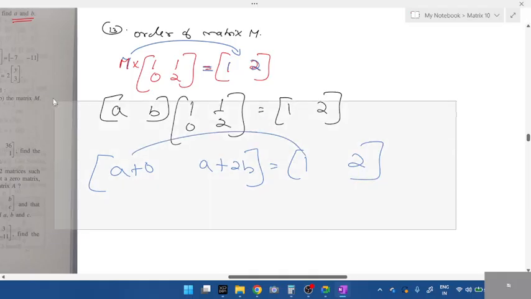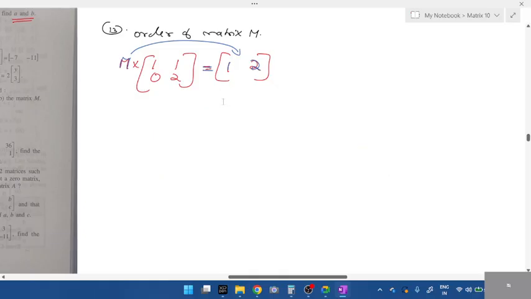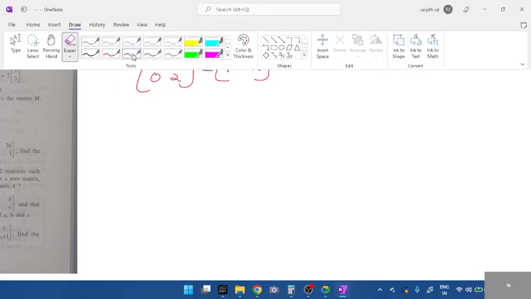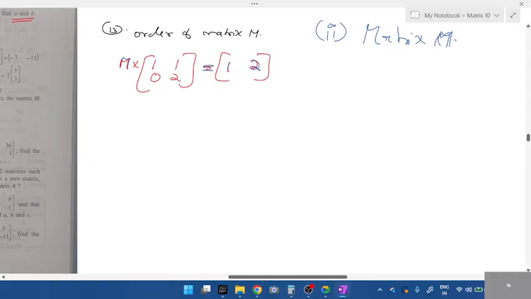Okay, correct. See, whenever they give M, students, the first question they ask is the order of the matrix. The second question is to find matrix M. See, the first thing is this M is on the left-hand side and the other matrix is on the right-hand side. We always compare this with this. So what is the order given here? 1 into 2. So definitely matrix M also is of the order 1 into 2.